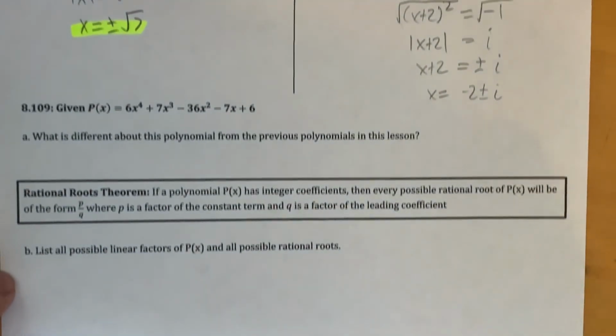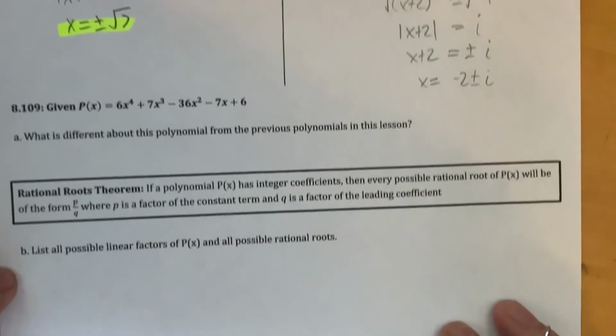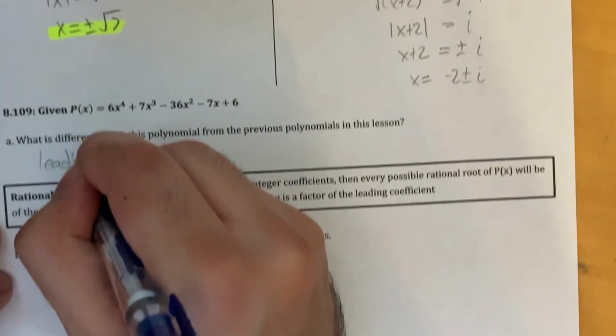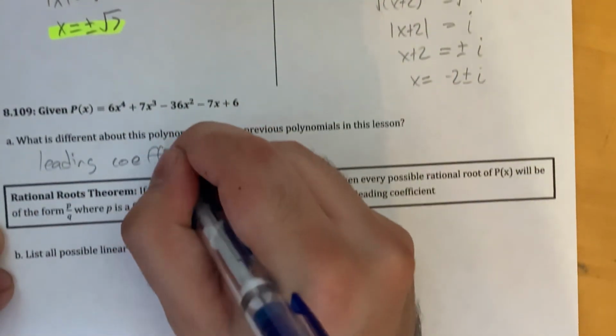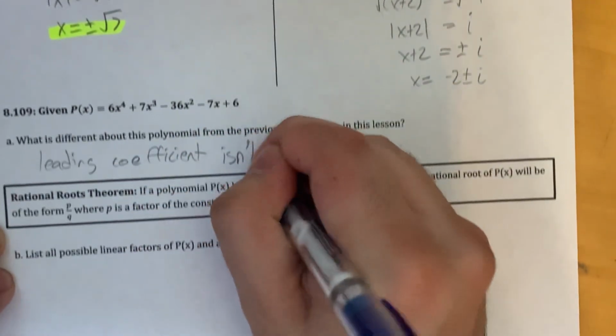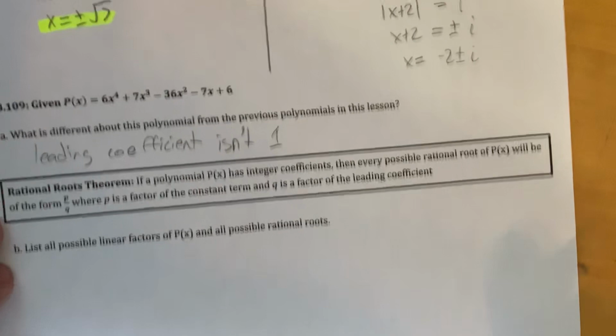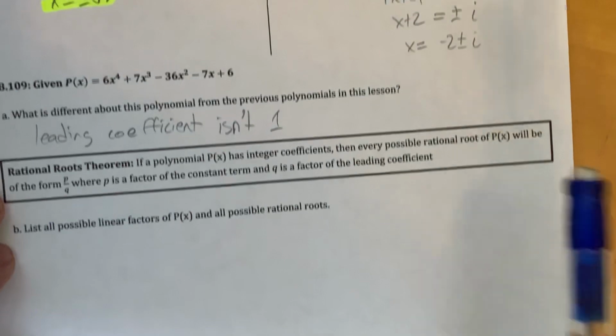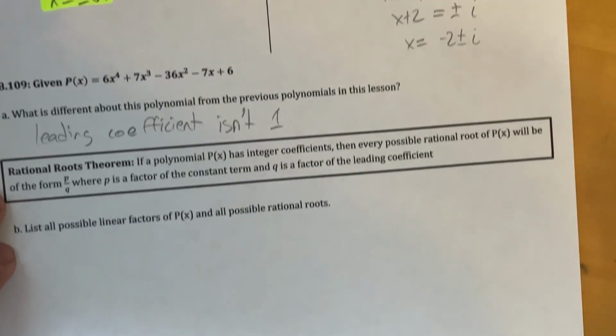All right, it says, given p of x equals 6x to the 4th plus 7x cubed minus 36x squared minus 7x plus 6, what is different about this polynomial from previous polynomials in this lesson? Well, we have a 6 for a leading coefficient. So the leading coefficient isn't 1. And here is the theorem that I've been using for the last few times, but it wasn't important because it was always divided by 1, because that was my leading coefficient.